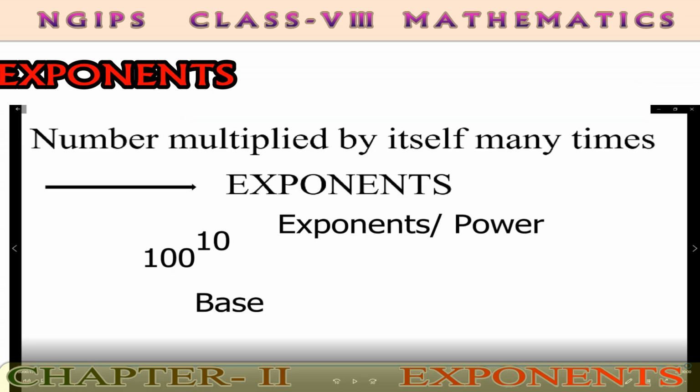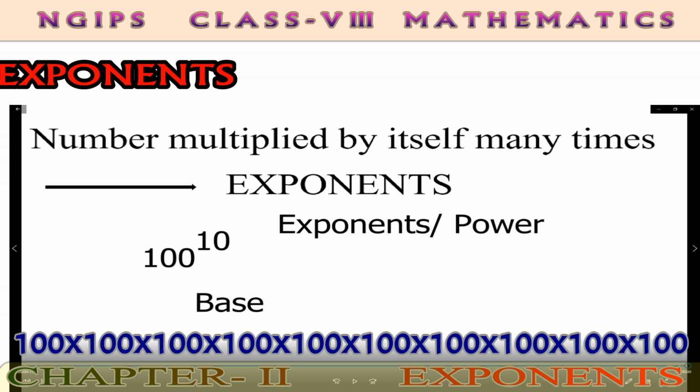We saw why we need exponents. If a number is multiplied by itself many times, we use the exponential form. Now, we will cover a few more important points about exponents. One example of an exponent is 100 raised to 10. The number 10 is called the exponent or the power, and the number 100 is called the base. The power tells us this is equal to the product of 10 hundreds.